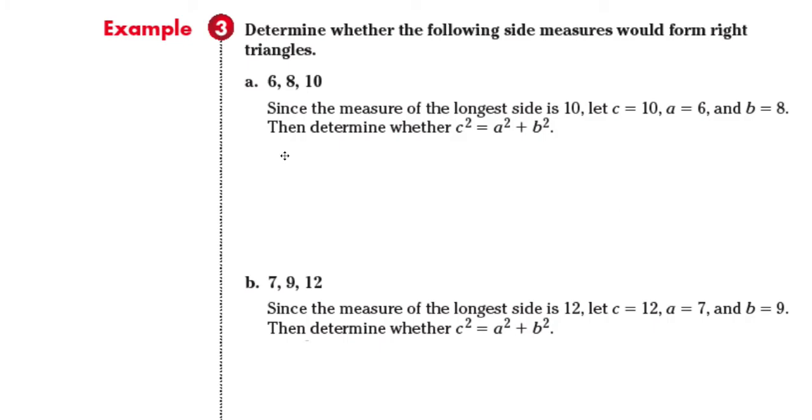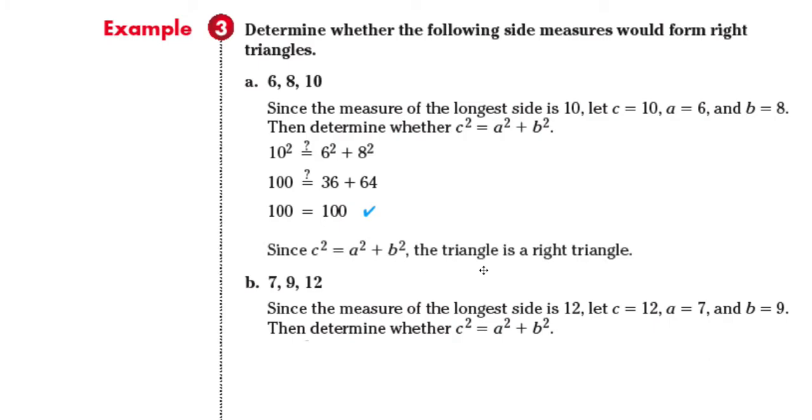Okay, then we substitute the values. 10 squared, is it equal to 6 squared plus 8 squared? That'll be 100. Is it equal to 36 plus 64? The answer is yes. So in this case, the triangle is a right triangle.